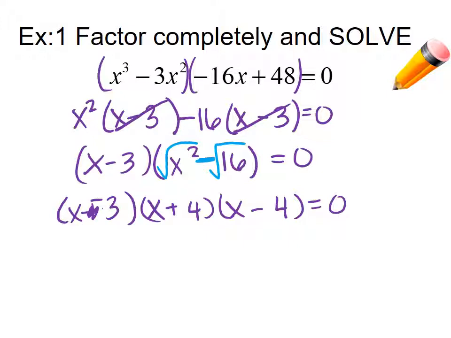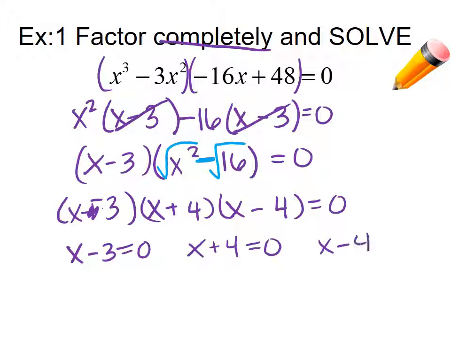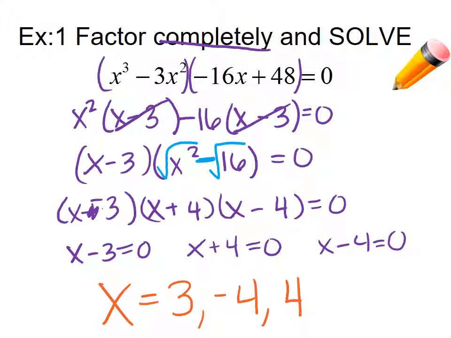Now everything is factored completely, so I can set each factor equal to 0, and I can solve. Now, you don't have to show this step. I understand that these factors are easy to see. So in the end, what I absolutely need to see, though, is that x equals 3, negative 4, and positive 4. If you want to write it as 3 plus and minus 4, that also works.